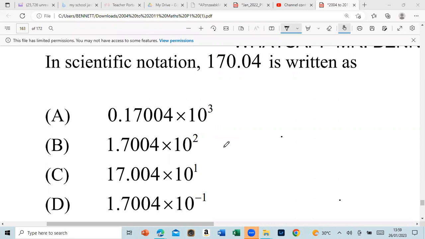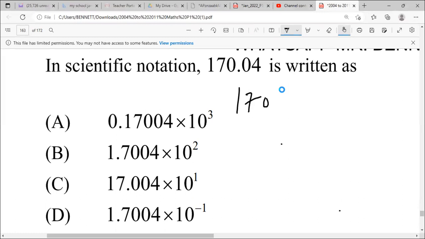Alright, so another maths paper, and it says writing the scientific notation 1170.04 is written as. So basically we know the standard form, so what we're going to be doing is to simply write this in standard form. Let's go. So we know the standard form is between 0 and 10.